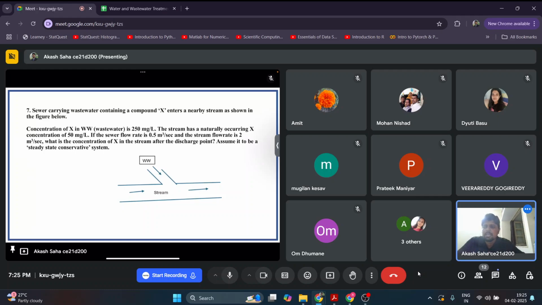So a sewer carrying wastewater containing a compound X enters a nearby stream as shown in the figure. The concentration of X in the wastewater is 250 milligram per liter. The stream has a naturally occurring X concentration of 50 milligram per liter. If the sewer flow rate is 0.5 meter cube per second and the stream flow rate is 2 meter cube per second, what is the concentration of X in the stream after the discharge point? Assume it to be a steady state conservative system.